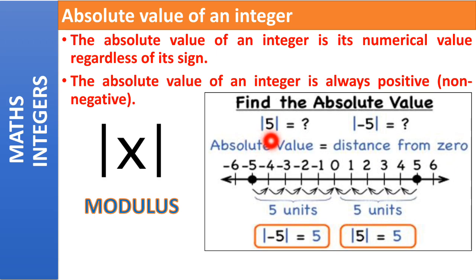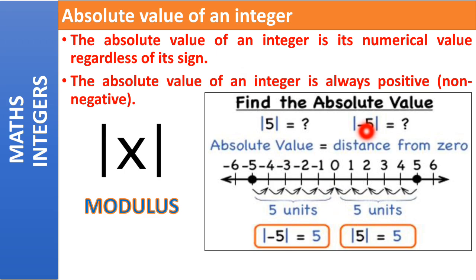When I say mod 5 or the absolute value of 5, what I mean is how far it is from 0. How far is 5 from 0? 1, 2, 3, 4, 5. 5 is 5 units far from 0. So the mod value or the absolute value of 5 is 5 units.